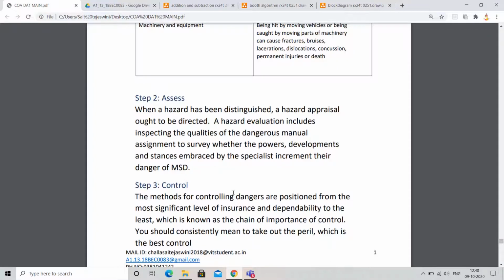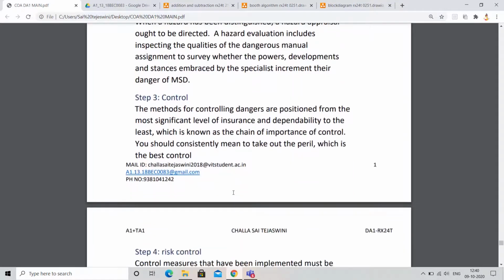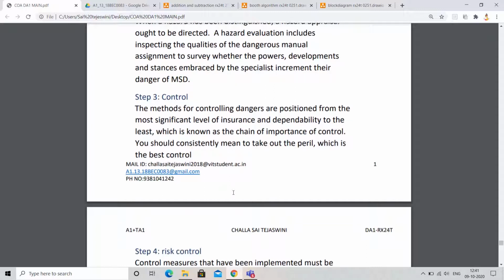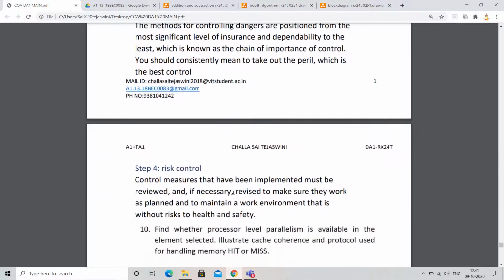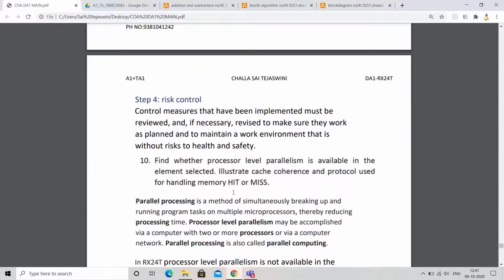Step 3, control. The methods of controlling hazards are ranked from the highest level of protection and reliability to the lowest. You should always aim to eliminate the hazard, which is the best control. And step 4, risk control. Control measures that have been implemented must be reviewed and, if necessary, revised to make sure they work as planned.